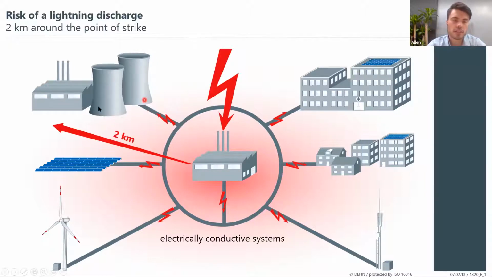And due to the connected nature of the electrical systems, the lightning current can come back onto the power lines into your buildings. And that's defined up to 2 kilometers away that lightning can have an effect on your system.